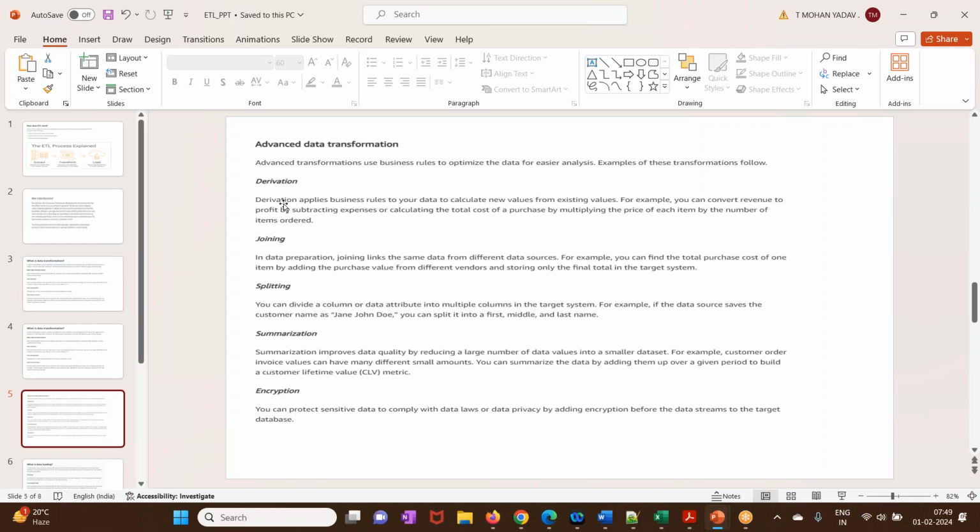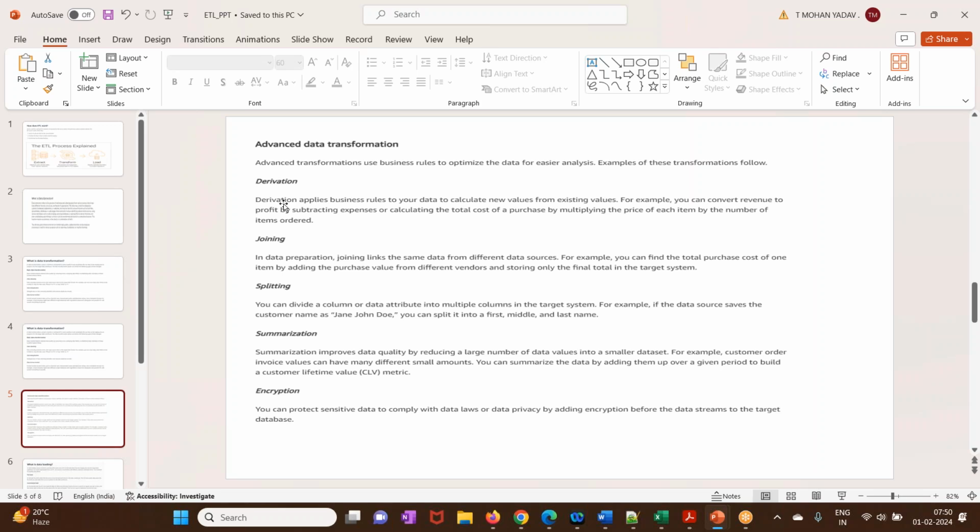Derivation in the sense that, let us consider we buy one item. For one item there are two vendors. Instead of giving the price for the two vendors, we are going to club A plus B into a single price. We are going to perform certain derivations. Then they can perform the basics of joinings.